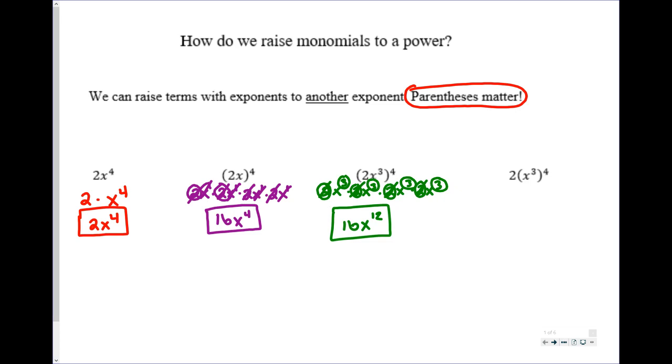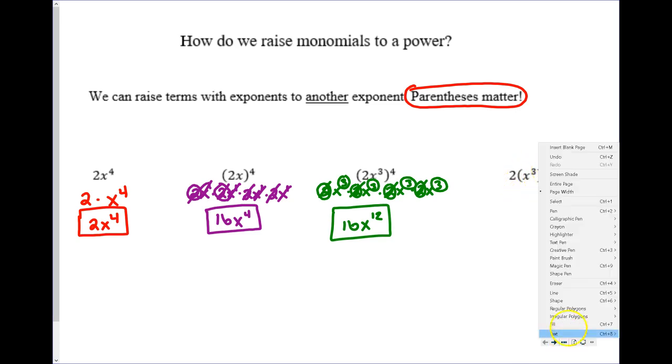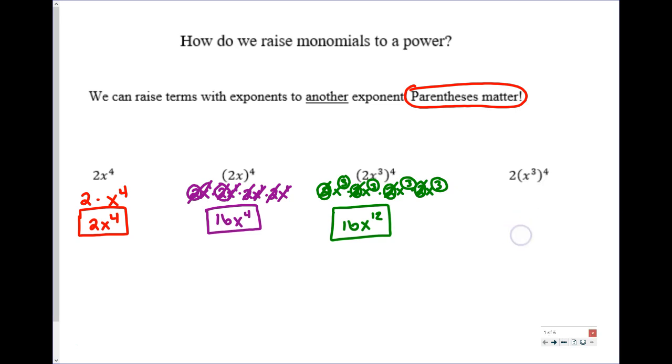And then the last problem is very similar to the green problem, except now I only have parentheses around the x to the third. So what this is saying is, hey, look, we've got this 2 here, but we're not going to do anything with it. We're not raising it to the fourth power. It's just kind of hanging out. So I'm going to put the 2 here, and that's all I'm going to do with the 2. Because the 2 is not in the parentheses. Really critical difference here.